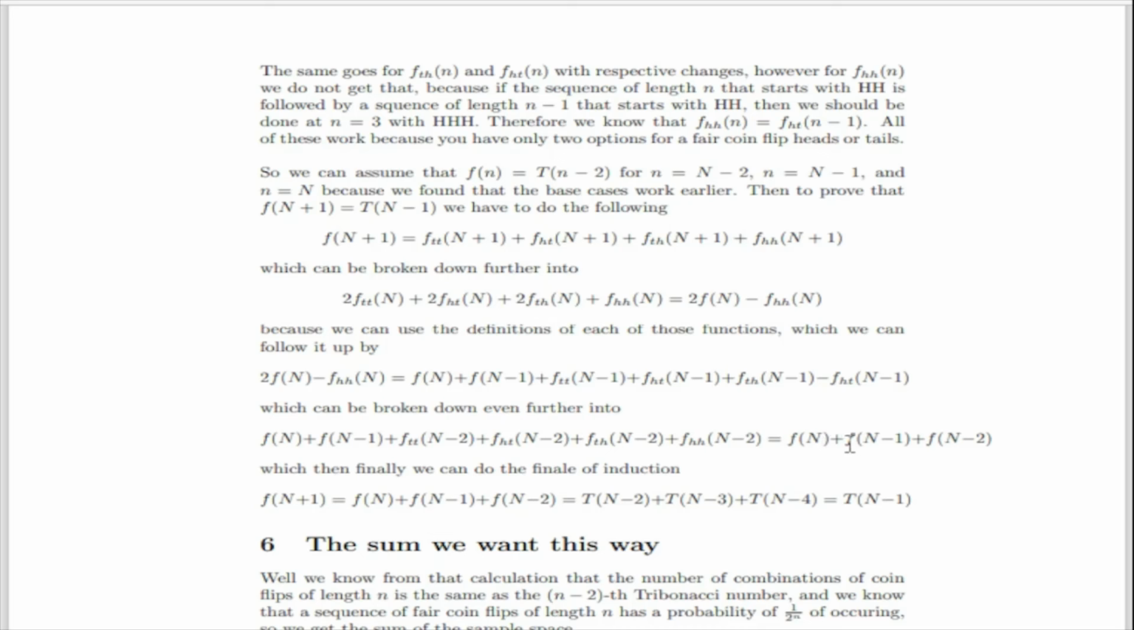So we get f of n plus f of n minus 1 plus f of n minus 2, which finally we can do the finale of induction, which is f of n plus 1 equals f of n plus f of n minus 1 plus f of n minus 2, which we assumed it was true for capital N minus 2, capital N minus 1, and capital N. So we get t of n minus 2 plus t of n minus 3 plus t of n minus 4, which by the definition of the Tribonacci sequence equals t of n minus 1.